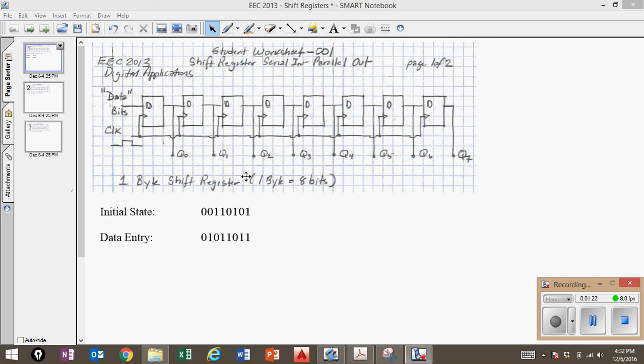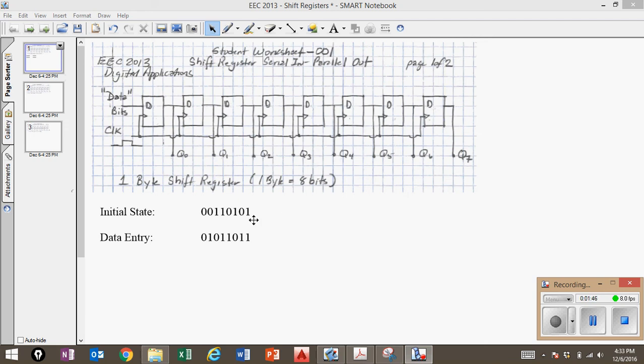Data can be loaded into the flip-flops in many different ways. They can either be loaded bit by bit, one at a time, or through the preset command they can be loaded into the register all at once with one clock.